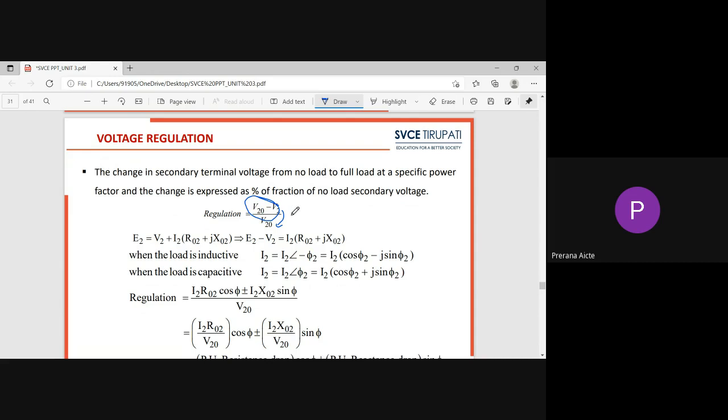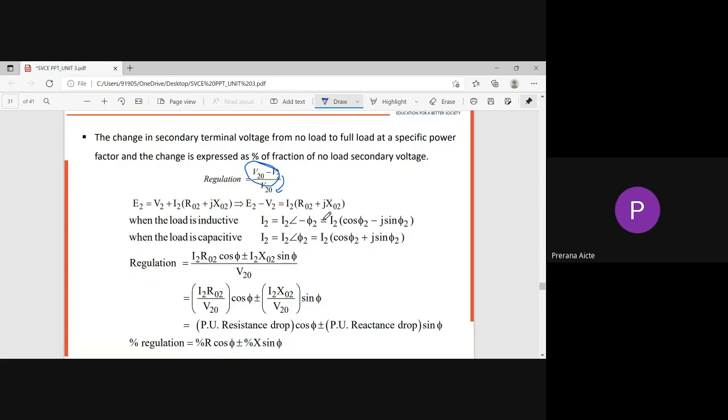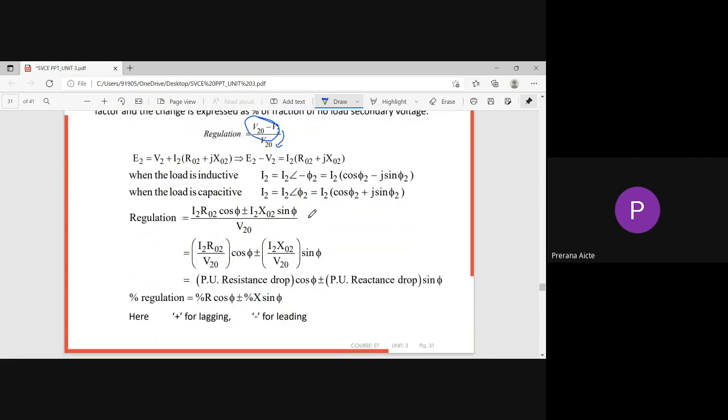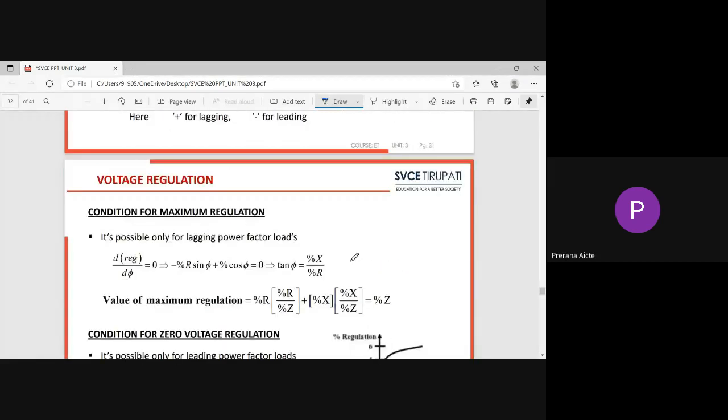So that's why there will be a change in terminal voltage relative to the rated terminal voltage when the transformer is operated from no load to full load condition. For that we are going to obtain the voltage regulation equation: (I2 R02 cos φ2 ± I2 X02 sin φ2) / V2, plus for lagging, minus for leading.